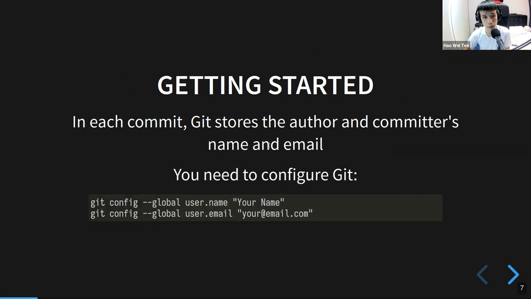In each commit, as I mentioned earlier, Git stores the author and committer's name and email. So you need to tell Git your name and email. Of course, you can tell Git whatever name you want. The email you use should correspond to one of the emails that you have linked to your GitHub account, just so that GitHub can properly associate your commits to your GitHub account when you push to GitHub. But you could use any email, it will work fine. It's just that the commits won't be attributed to your GitHub account. So that's the first thing you can do. How do you do this? You just run this in your command line. So let's go and do that.